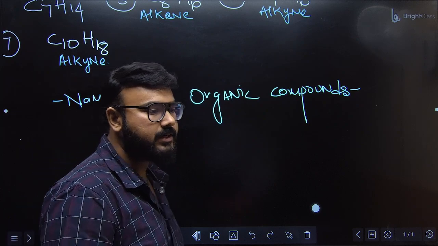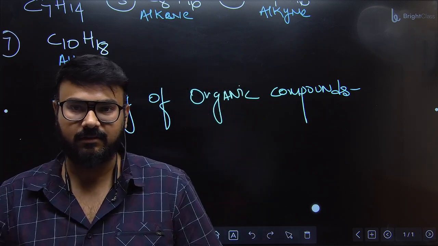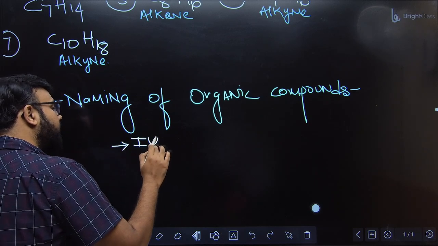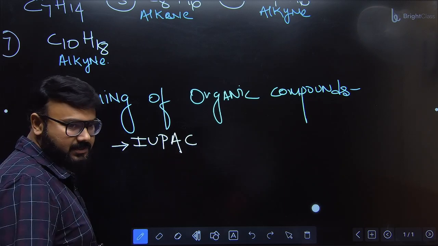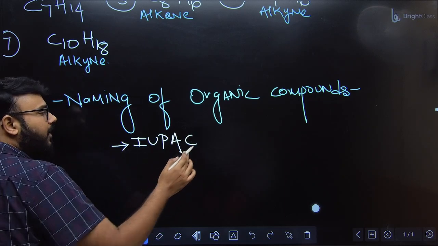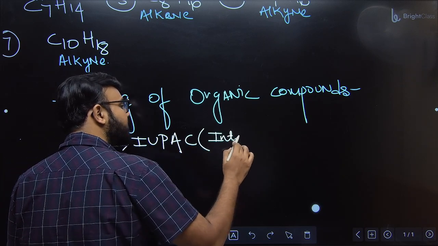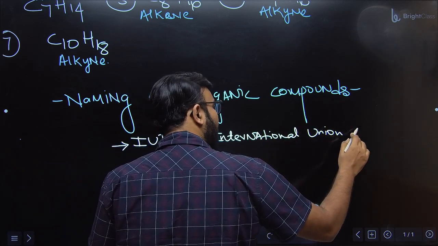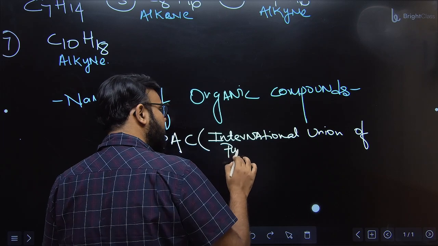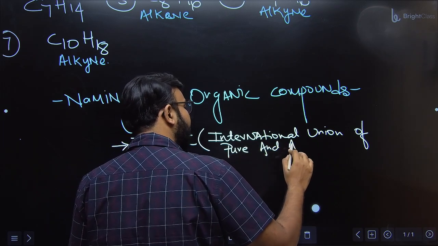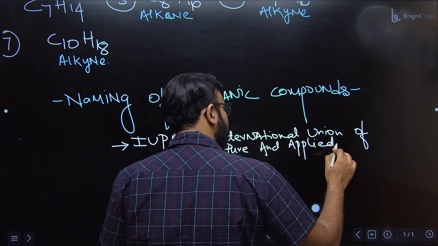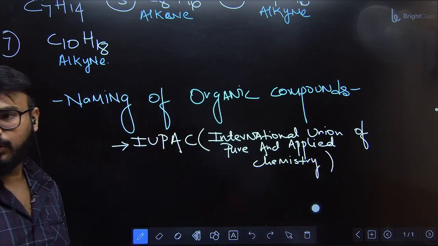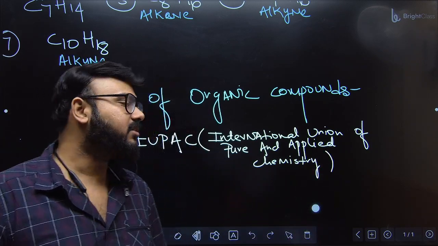Naming of organic compounds, students. And one more thing. In the naming of organic compounds, we will study IUPAC name. So the full form of IUPAC you need to know first. The full form of IUPAC is International Union of Pure and Applied Chemistry. You have to remember this full form. International Union of Pure and Applied Chemistry, IUPAC.